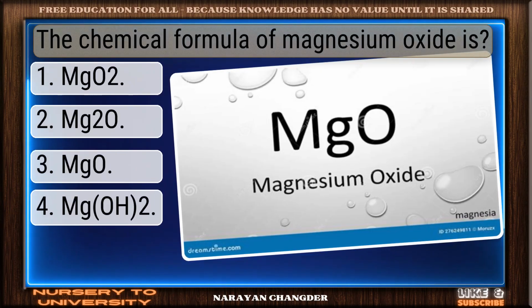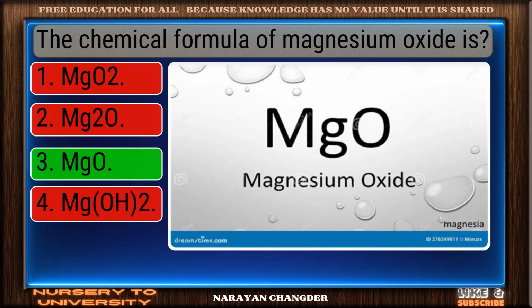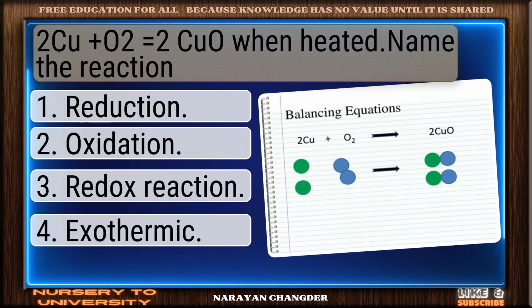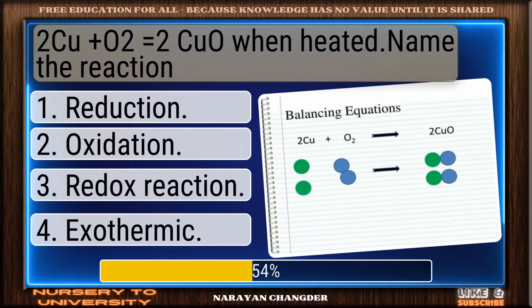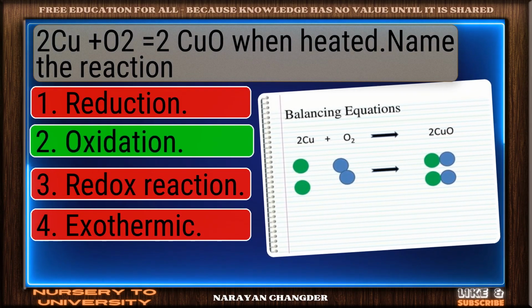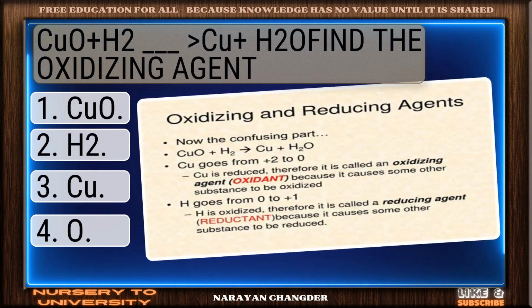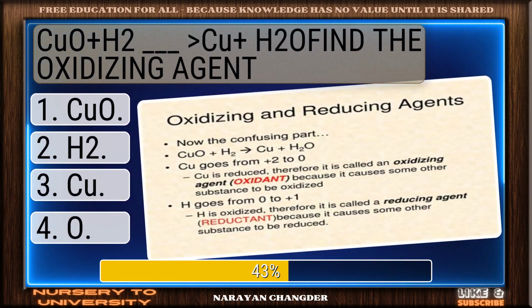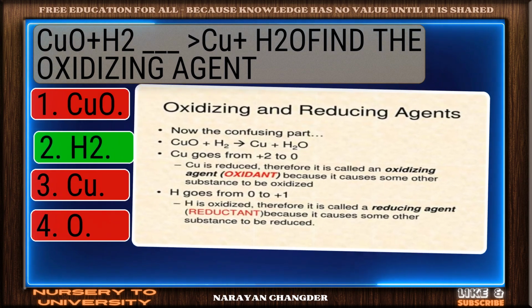The chemical formula of magnesium oxide is... Good job. MgO works well. 2Cu plus O2 equal to 2CuO when heated. Name the reaction. Strong choice. Oxidation is right. CO plus H2O gives CO2 plus H2. Find the oxidizing agent. Great thinking. H2O is right.